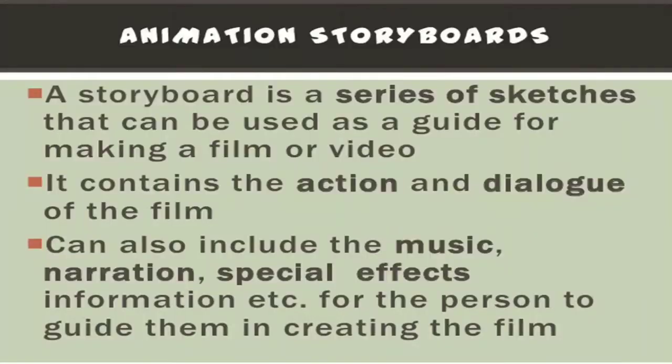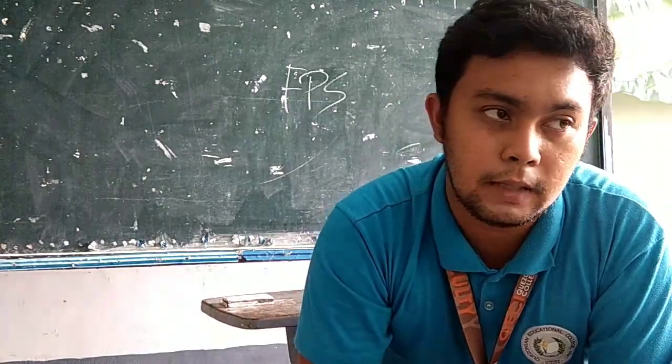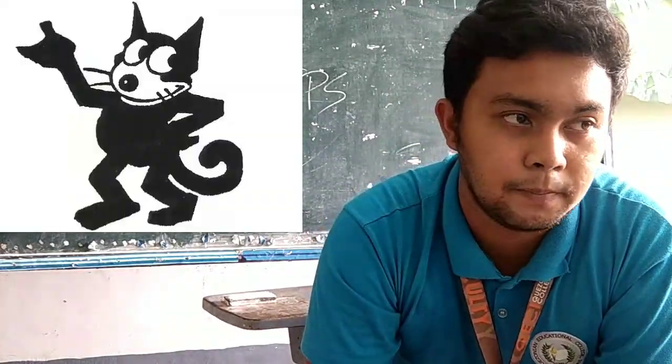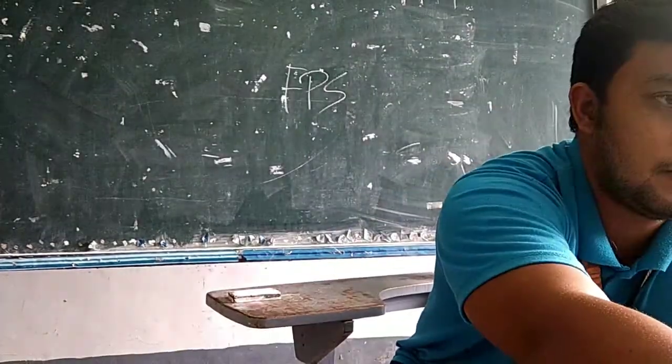Now let's move to the animation storyboards. A storyboard is a series of sketches that can be used as a guide for filmmaking videos. It contains the action and dialogue of the film. It can also include the music, narration, special effects, information, etc. for the person to guide them in creating a film. Now, these storyboards are often seen in newspapers, on the comic strips, or the comic section. Now again, Felix the Cat, these are examples of comic strips.